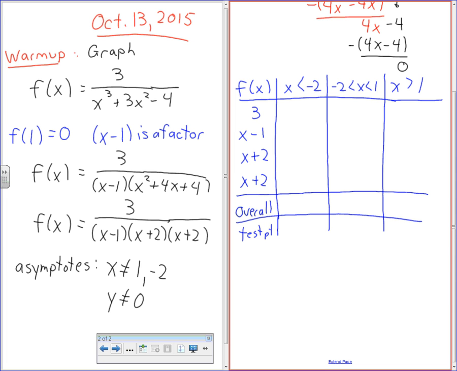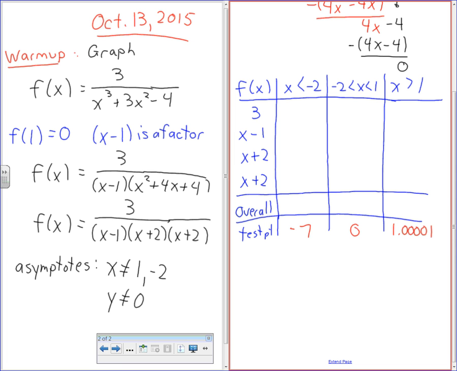Okay. So now I'm going to pick my favorite numbers. You can pick your own favorite numbers. My favorite number less than -2 is going to be -7. My favorite number between -2 and 1 is going to be 0. And my favorite number greater than 1 is going to be 1.00001. Okay, it doesn't have to be for you. You can pick 1,000. But that's my favorite number greater than 1.